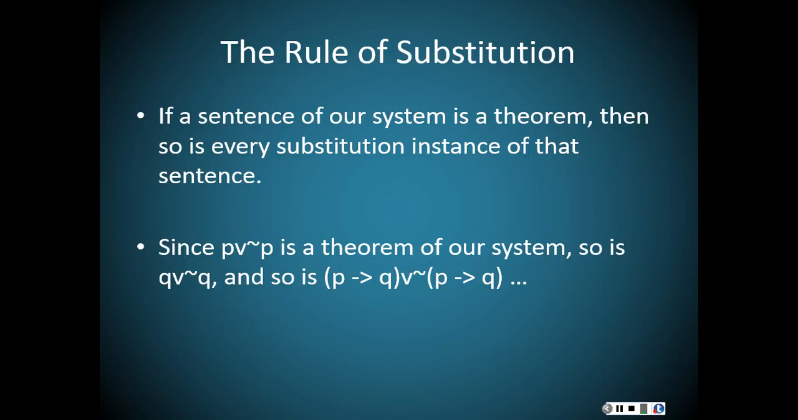And we know that, for example, Q or not Q is a theorem of our system, if we know that P or not P is a theorem of our system, because we know that if P or not P is a theorem of our system, then there's a proof of P or not P in our system. And if there's a proof of P or not P in our system, then we could also have a proof of Q or not Q in our system that occurs in exactly the same way that the proof of P or not P occurs, except that every instance of P in the proof of P or not P would be replaced by an instance of Q.